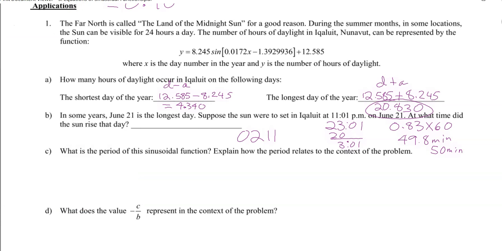What is the period? How do we get the period? Which formula do we use? You look up top of the page, it says period is 2 pi over b. Okay, what's b? 0.0172. So 2 pi divided by 0.0172. Okay, somebody want to do that? What do you get?